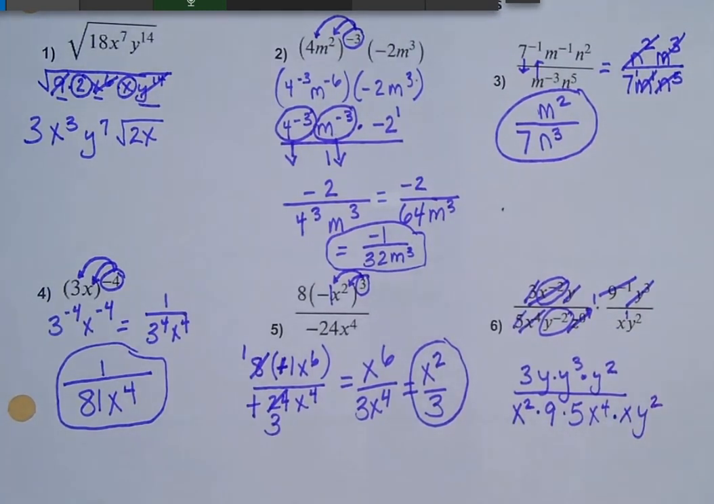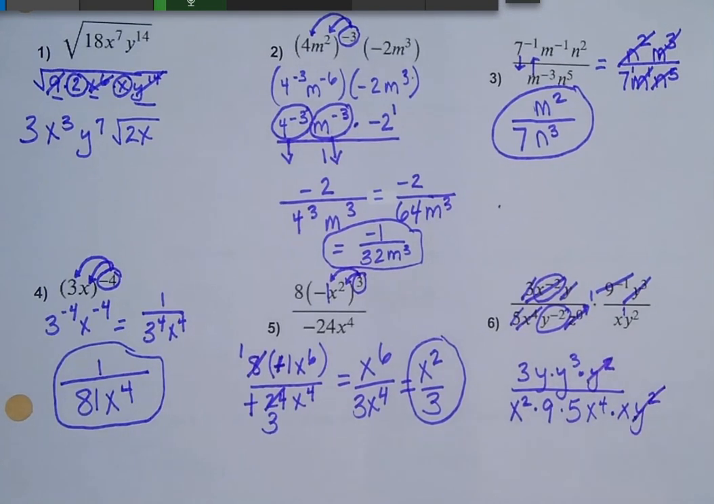Okay, so, let's see what kind of simplifying we can do. Look at this. I have y squared and y squared. Those are gone, right? Anything divided by itself is 1.